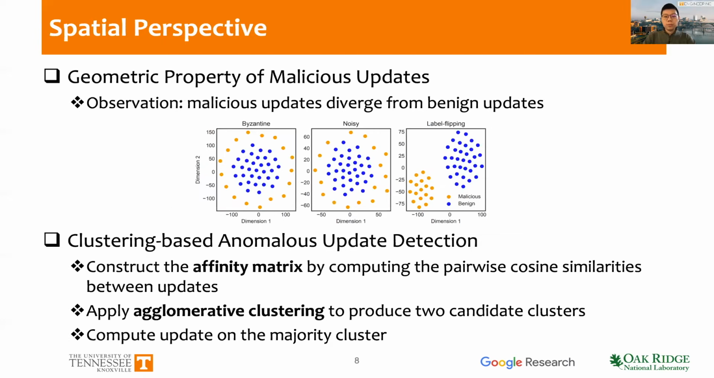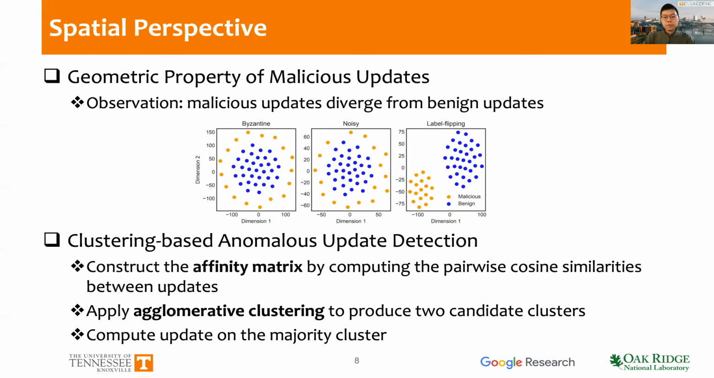We first perform a preliminary study to compare the distributions of the model updates computed by the benign clients and the updates from malicious clients. We visualize the updates selected from an arbitrary communication round in a two-dimensional space, and we observe that these malicious updates diverge from benign updates, causing the aggregated global updates to be biased and deviate from the direction of the true gradient. Based on this observation, we adopt a clustering-based method to filter out these malicious updates.